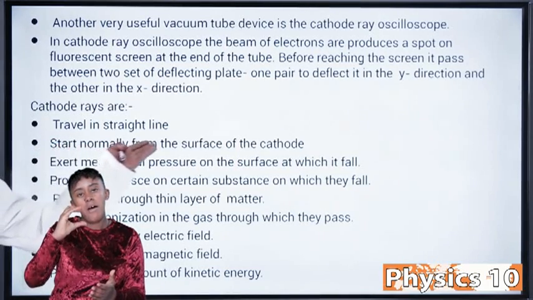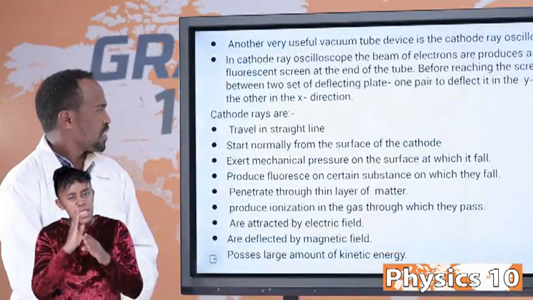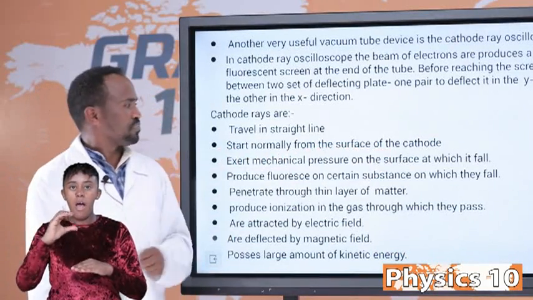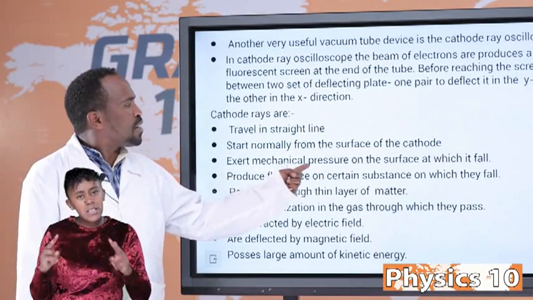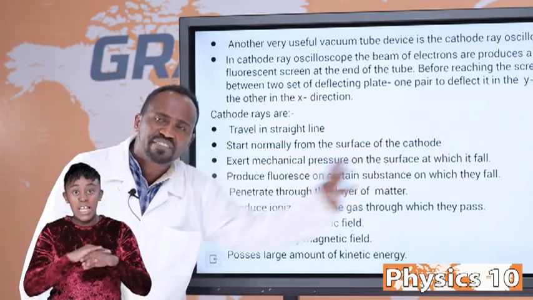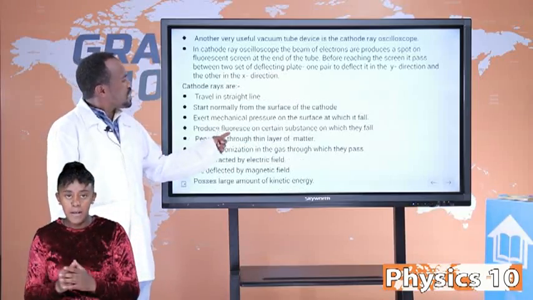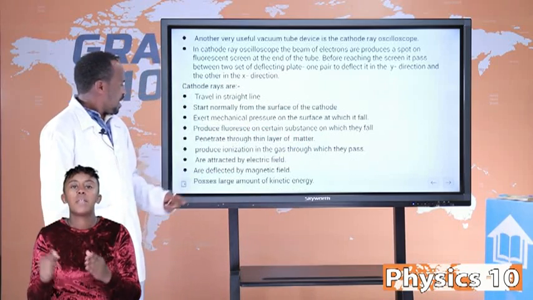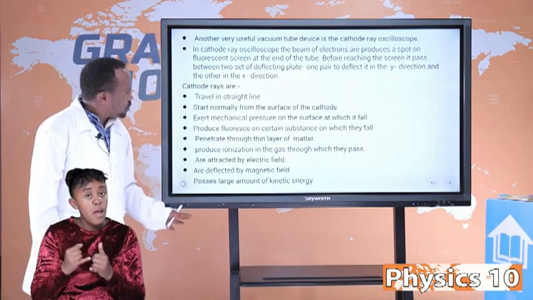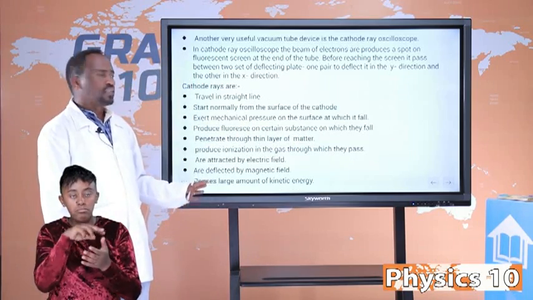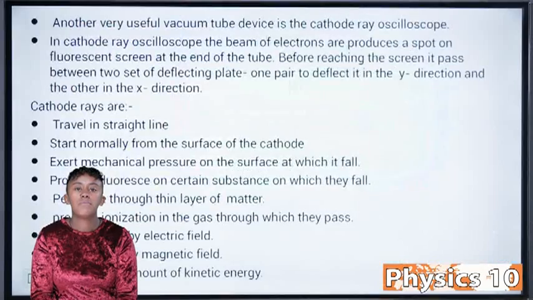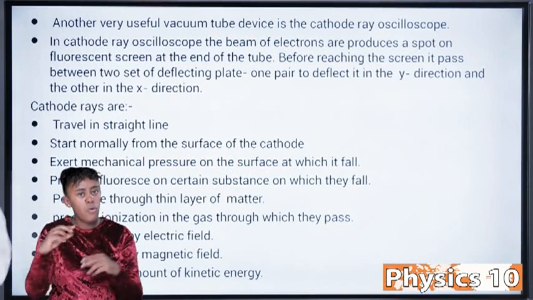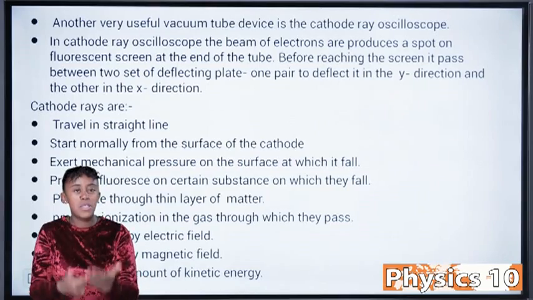Cathode rays travel in a straight line. Cathode rays start normally from the surface of the cathode. They exert a mechanical pressure on the surface on which they fall. They produce fluorescence on certain substances on which they fall. And finally, you should read the properties of cathode rays. Students, I think you have more idea about cathode rays.